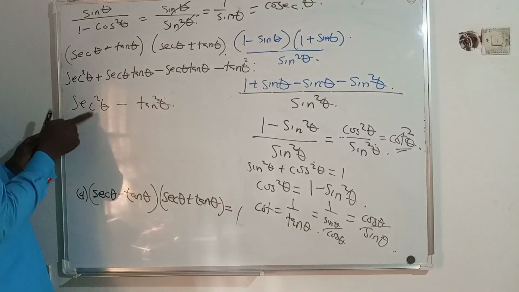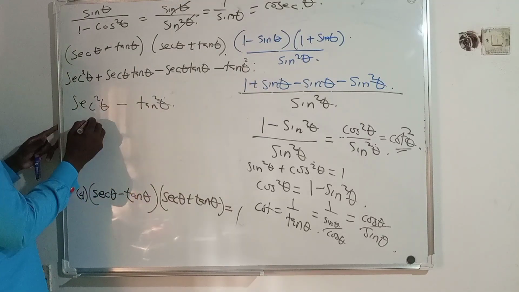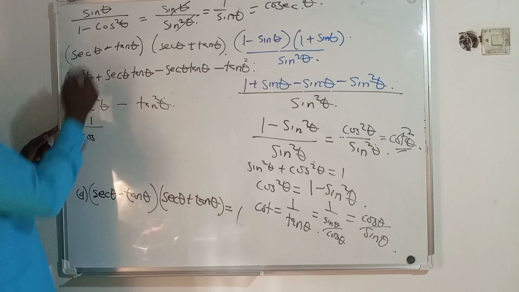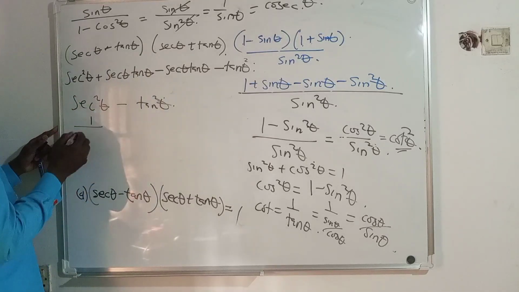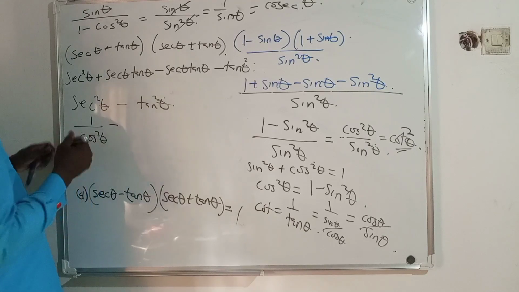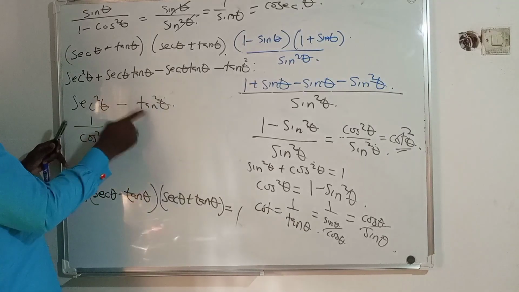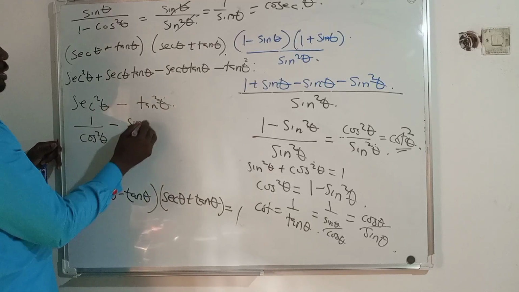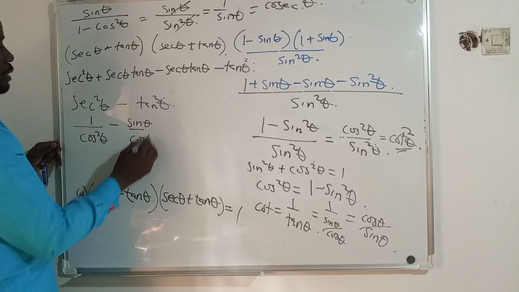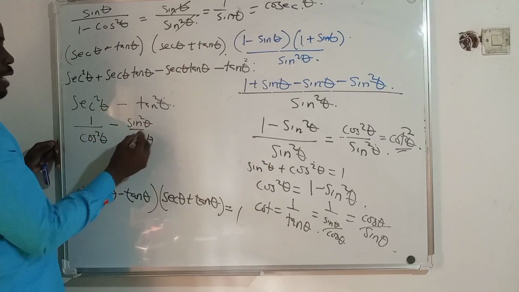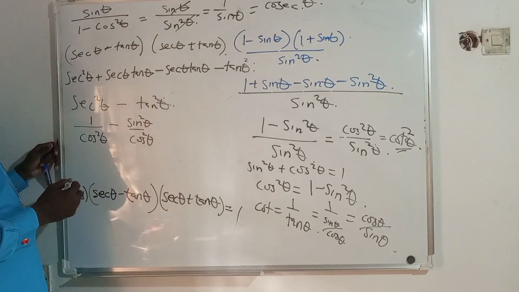Now at this point, what is sec? Sec is always 1 all over cos. So if it is sec square theta, it has to be 1 all over cos square theta, then minus. What is tan? Tan itself is always sine theta all over cos theta, but because it is squared, the sine will be squared and the cosine will equally be squared.